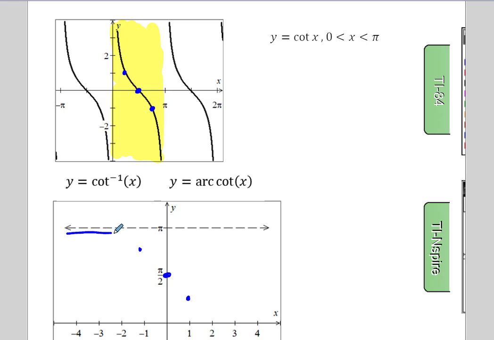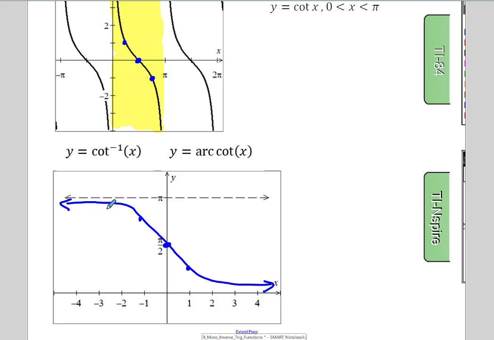We're going to have an asymptotic behavior at pi and an asymptotic behavior at 0. And that graph would have an infinite domain, but a limited range. Okay, so those are how the cotangent, secant, and cosecant inverses look.